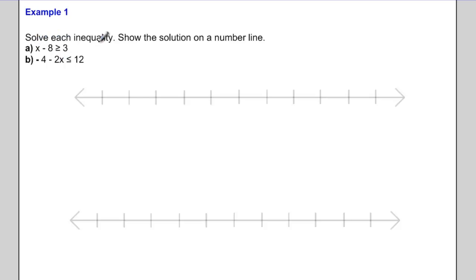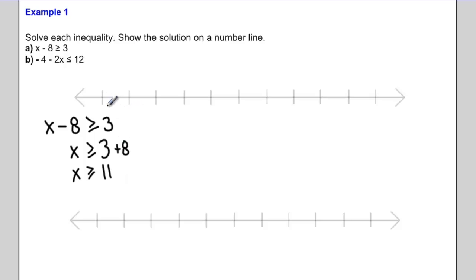Example A, solve each inequality, show a solution on a number line. So the inequality x minus 8 is greater than or equal to 3. And this statement isn't going to have only one solution. It's going to have a range of solutions. And the nice thing about inequalities is we really solve them in a similar fashion to solving equalities. So if I was solving this algebraically, I would take the negative 8, move it to the other side, and it becomes plus 8. And then I simplify, and I see that x has to be greater than or equal to 11.